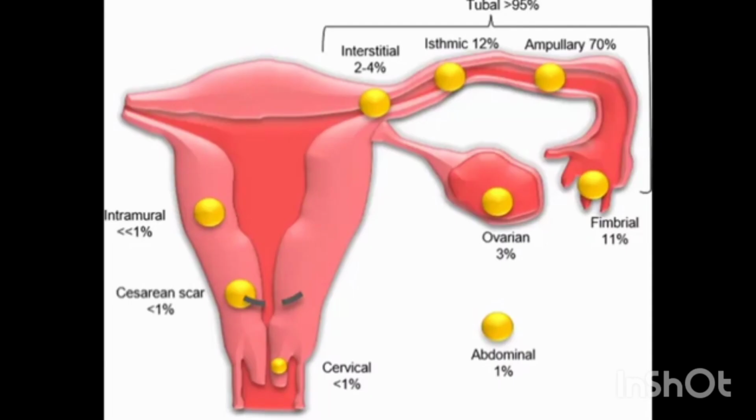Ultrasound diagnosis of ectopic pregnancy. Role of ultrasound. Non-tubal ectopic pregnancy. As previously mentioned, 5% of all ectopic pregnancies are non-tubal. However, they contribute disproportionately to the morbidity and mortality in women with an ectopic pregnancy. We will now describe the different non-tubal ectopic pregnancies, their locations and their ultrasound appearances.